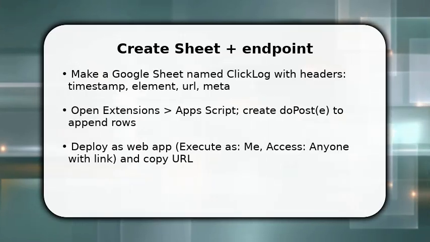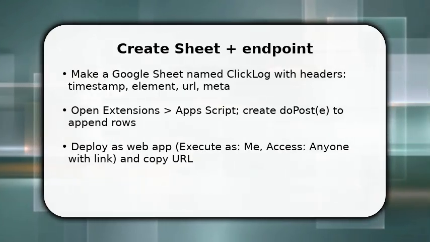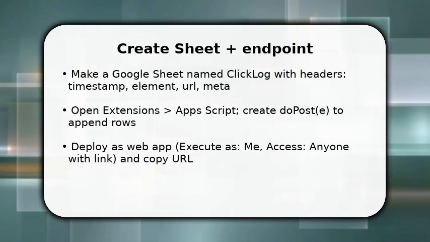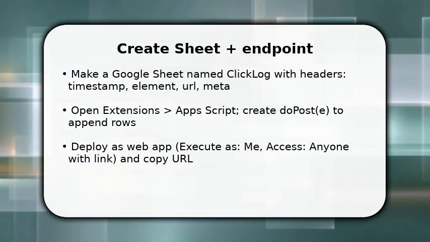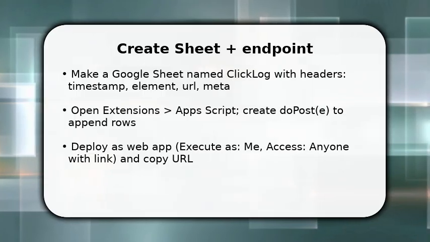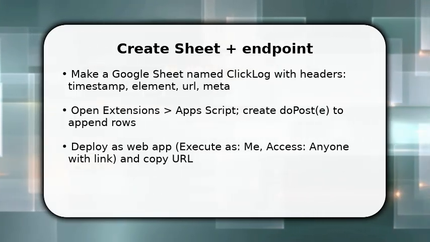You start by making the destination, a Google Sheet called ClickLog and an Apps Script web app. Once done, write a doPost that parses JSON and appends timestamp, element, URL, and metadata to a new row. Deploy the script as a web app with execute as set to you and access to anyone with the link.